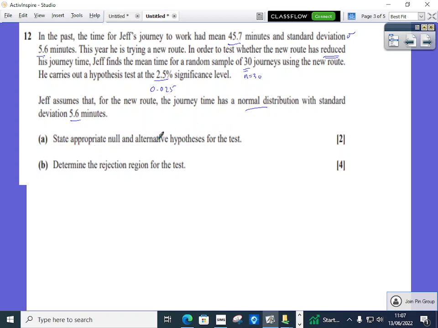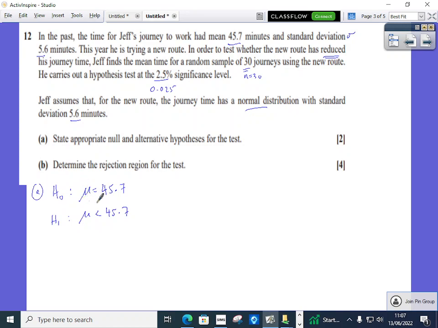So state appropriate null hypothesis and alternative hypothesis for the test. Now, new route, and he said that it's going to reduce the time. So he's telling you to put it as, we're going to test it for whether it's reducing it. So first of all, our null hypothesis is the mean time is 45.7, and we are checking our alternative hypothesis that's going to be reduced. It's going to be less than 45.7. That's how we're going to run. So you got 2 marks there.